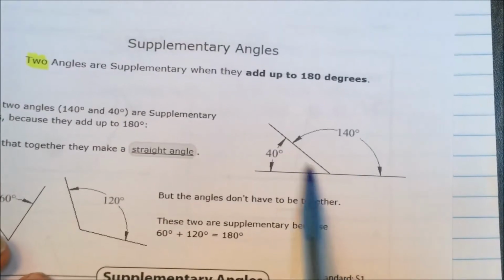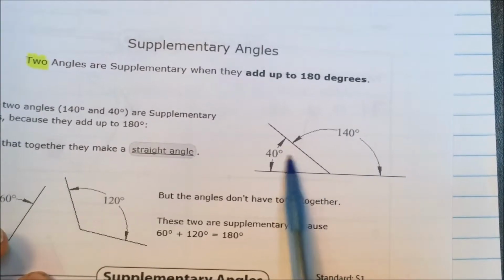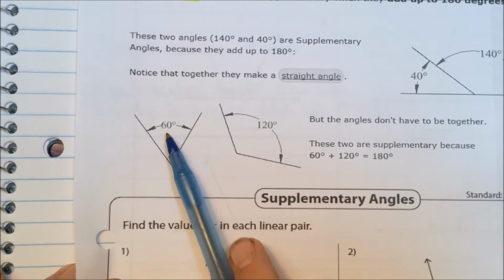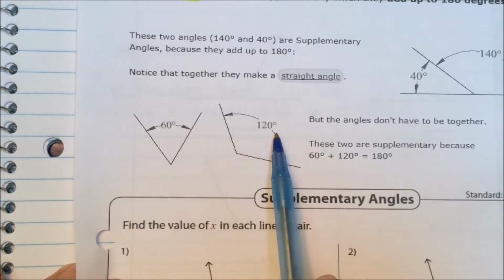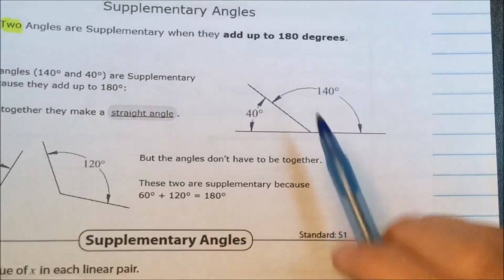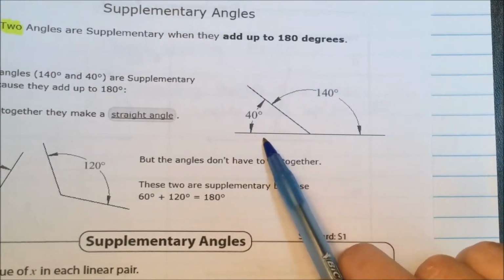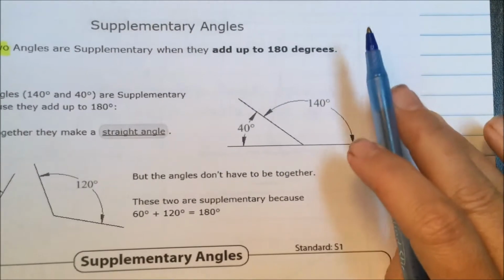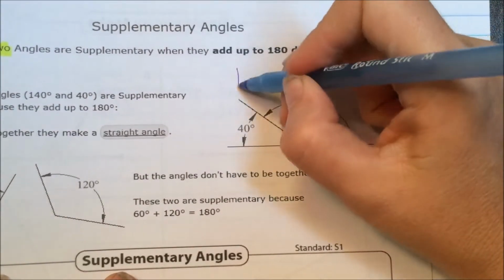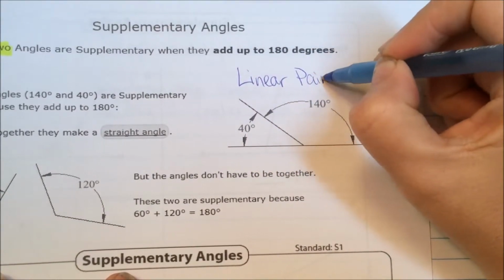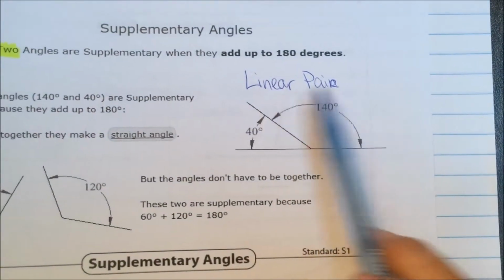They can be adjacent like this, side by side, or they can be detached like this, as long as they add up to exactly 180 degrees. When they are attached, when they're adjacent, they also have another name, and it's called a linear pair. So we're going to write that down. Linear pair.